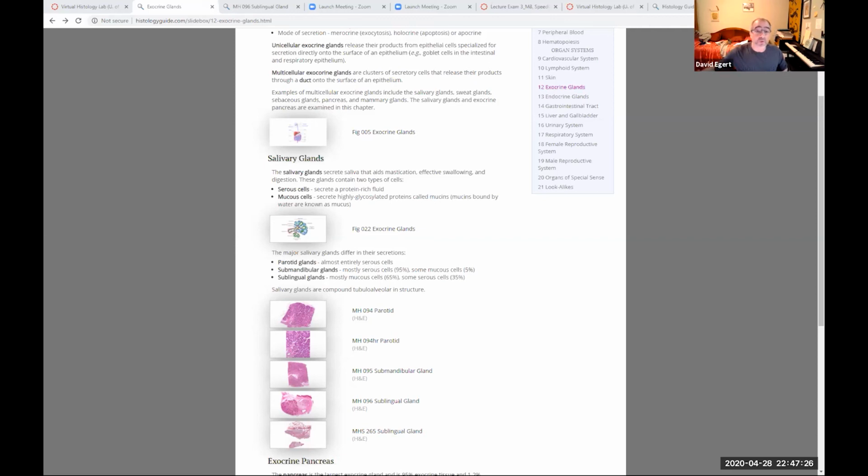Like that's what we call it even in the trachea, right below the pseudostratified columnar epithelium. We say like the lamina propria underneath it.